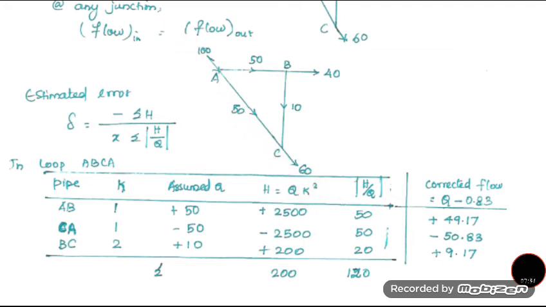Therefore H can be calculated by multiplying Q into K square. So we are getting the values 2500, minus 2500, plus 200. The summation of these values will give 200, and H by Q has been calculated as 50 for AB, 50 for CA, and BC is equal to 20. So the summation of these will give 120.